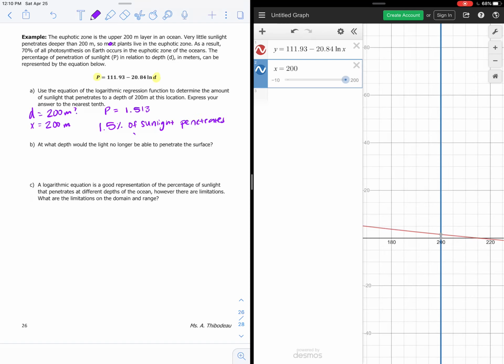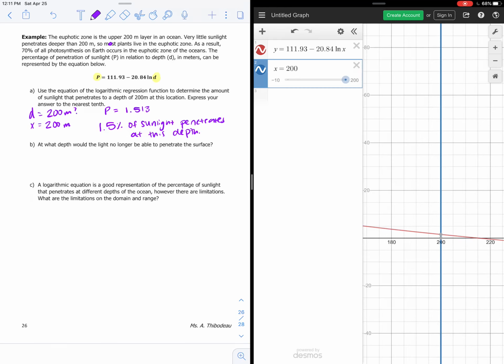penetrates at this depth. So if you are 200 meters below the ocean surface, you will only see 1.5% of sunlight that you would see at that surface.